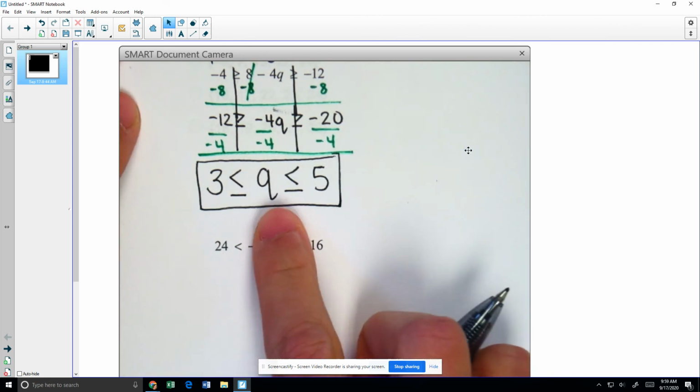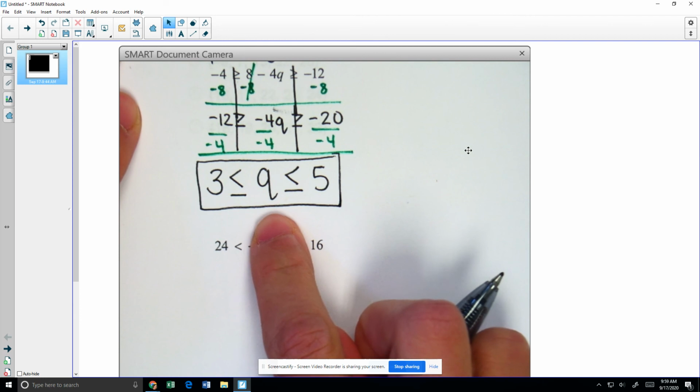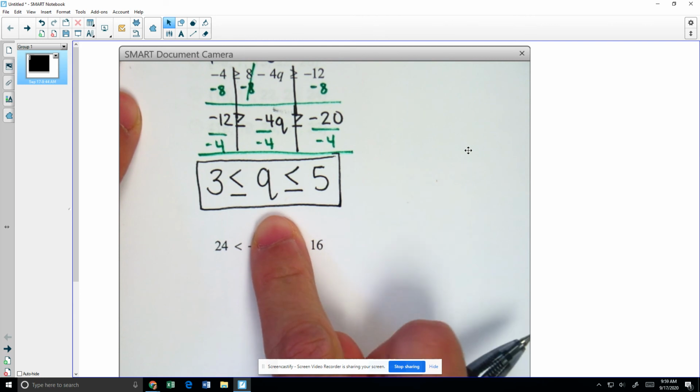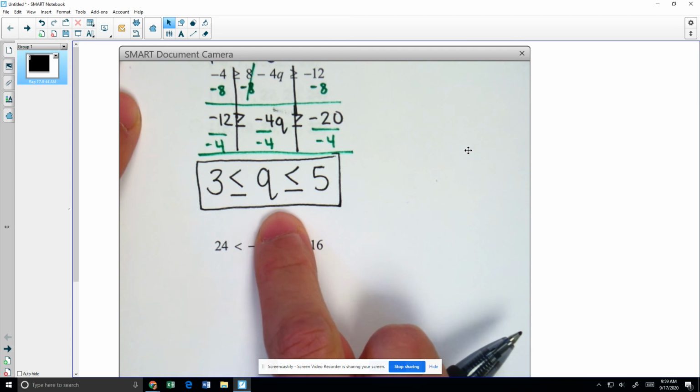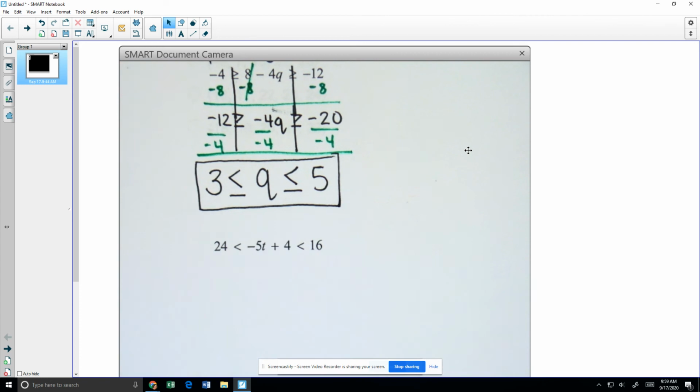Okay, look at your answer. If I were to graph this, do the arrows go in opposite directions or do they come in the center? Do they meet up? Center. Yeah, they meet up in the center, right? They're connected. Okay, so I'm not going to graph it.